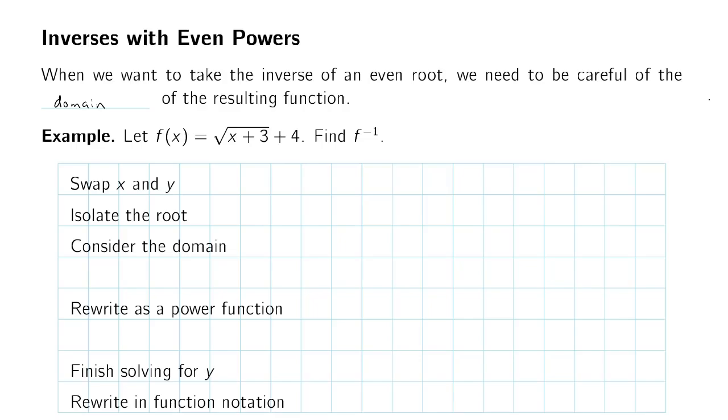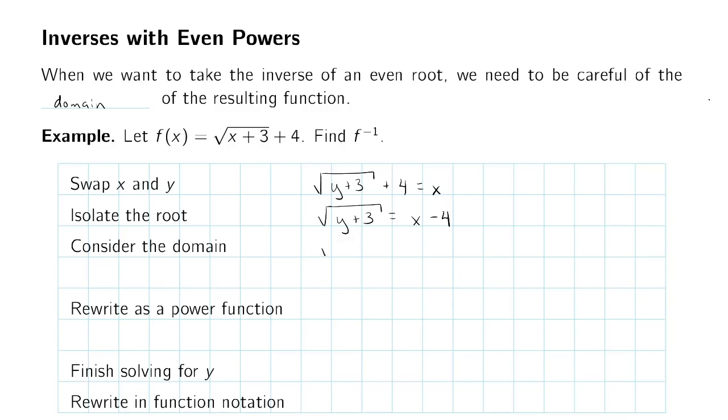So we start with our basic swap x and y move. Square root of y plus 3 all plus 4 equals x. Then we isolate the root. Square root of y plus 3 is x minus 4. And now we consider the domain.